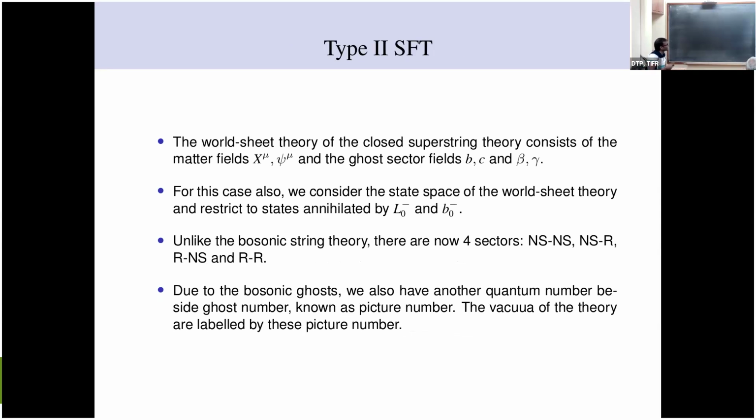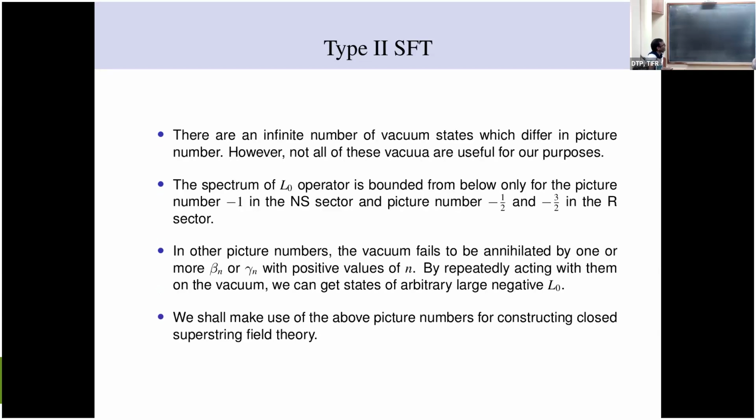So the worldsheet theory of this closed superstring theory now consists of the matter fields x mu and psi, and in the ghost sector you have b, c as well as this beta, gamma. And again, we consider the state space of the worldsheet theory and restrict to states annihilated by L0 minus and B0 minus. But unlike the bosonic theory, we now have four different sectors: NS-NS, NS-R, R-NS, and R-R. And due to the bosonic ghost, we also have another quantum number in the system, which is the picture number.